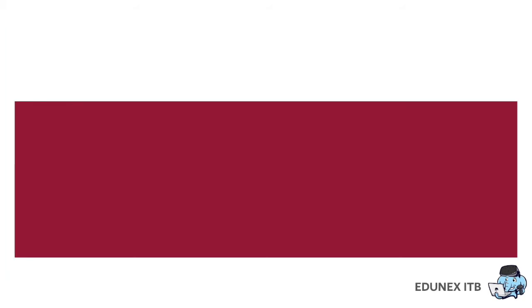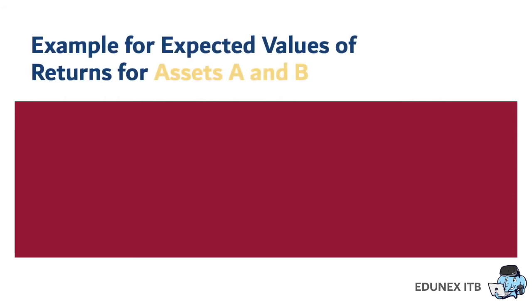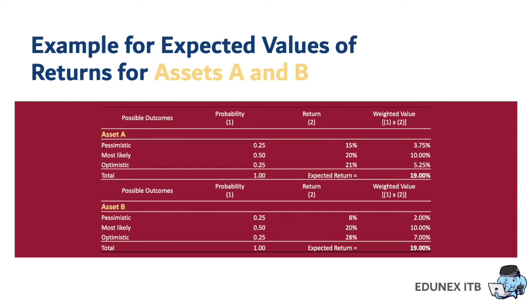For example, we can try to find the expected return for asset A and B. We already know the returns and probabilities of each scenario. Then, we need to multiply the probability and its return to get the weighted value for each scenario. Finally, we need to add up all weighted values to find the expected return for asset A.